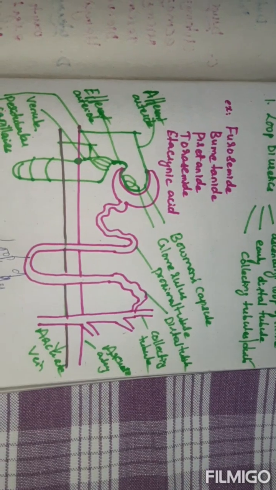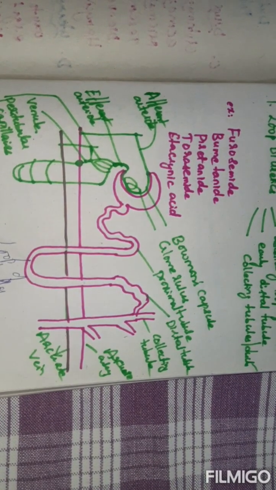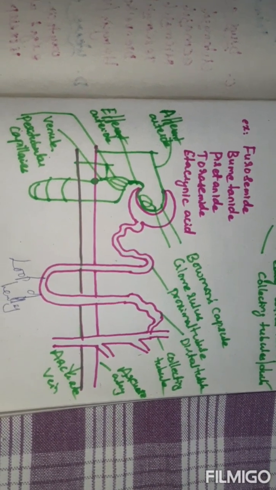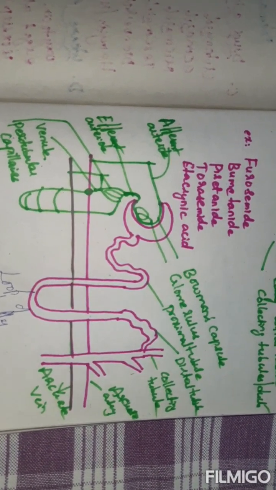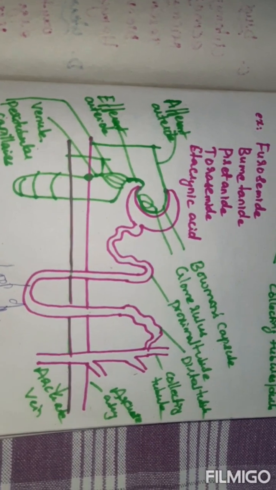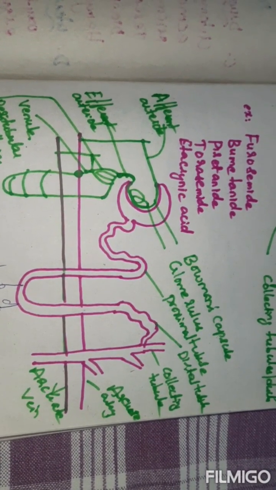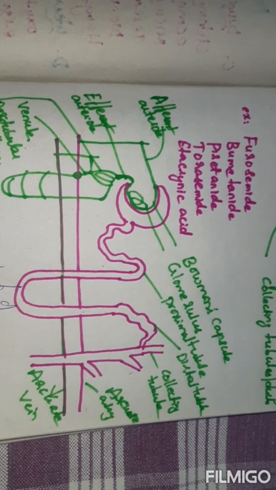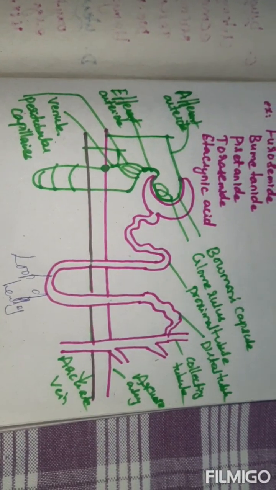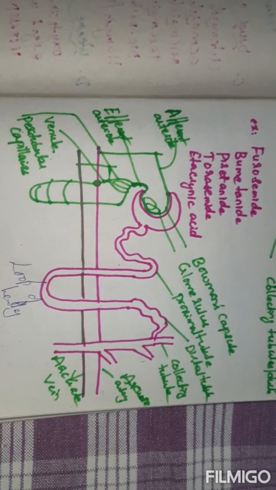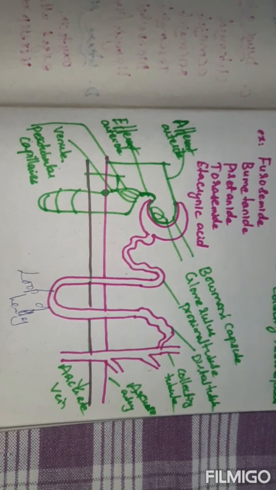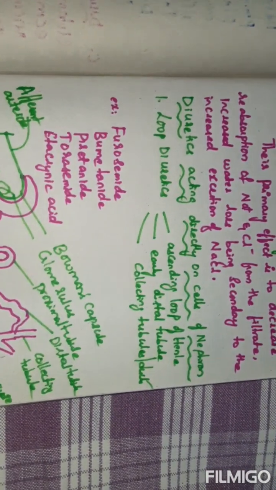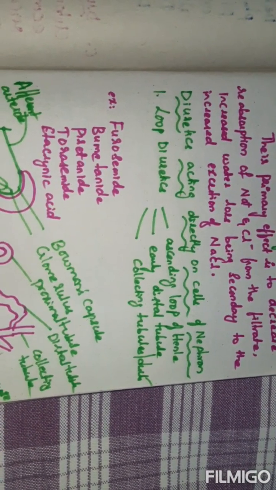Coming to the basic structure of the nephron, which filters the blood and is the main structure in the kidney. Firstly comes Bowman's capsule and the glomerulus, and then the proximal tubule, loop of Henle, distal tubule, and collecting tubule. Now we'll see diuretics acting directly on the cells of the nephron.